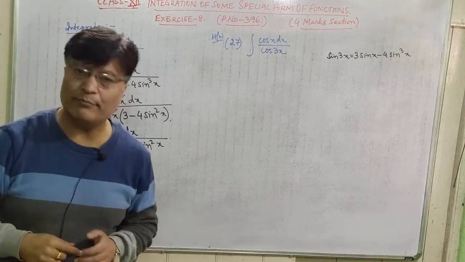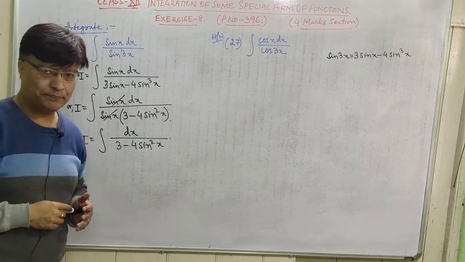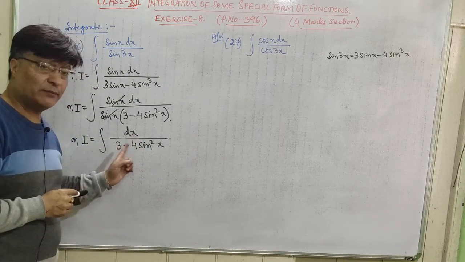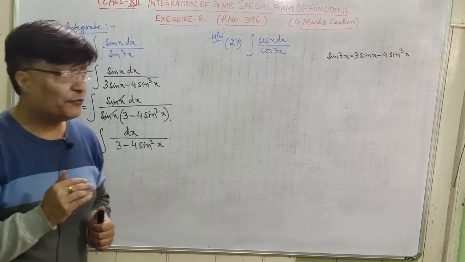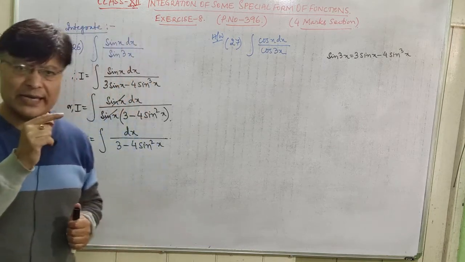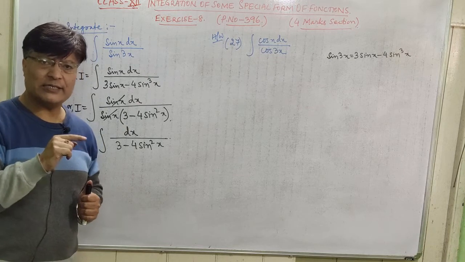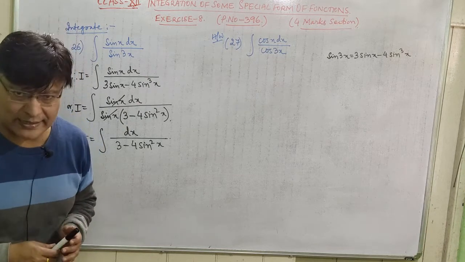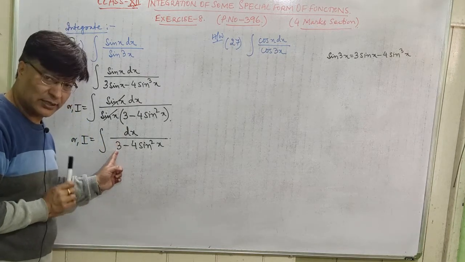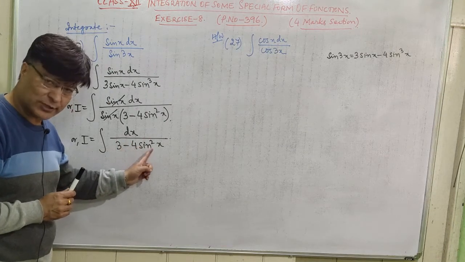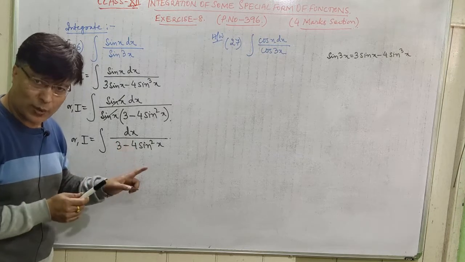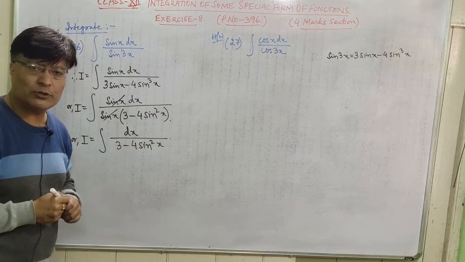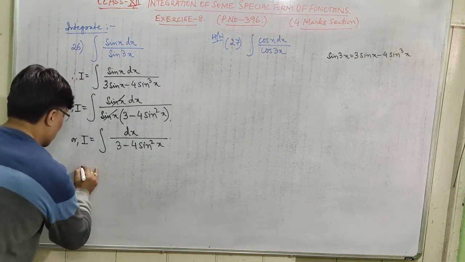So now what is the method for integrating it? Again you have to simplify it. 3 minus 4 sin square x. You should convert it into the form of integration of dx divided by a sin square x plus b cos square x. But there is 3 here. This is only 3 and this is minus 4 sin square x. So actually this is 3 into 1, isn't it? 3 into 1, and instead of 1 you should put sin square x plus cos square x.